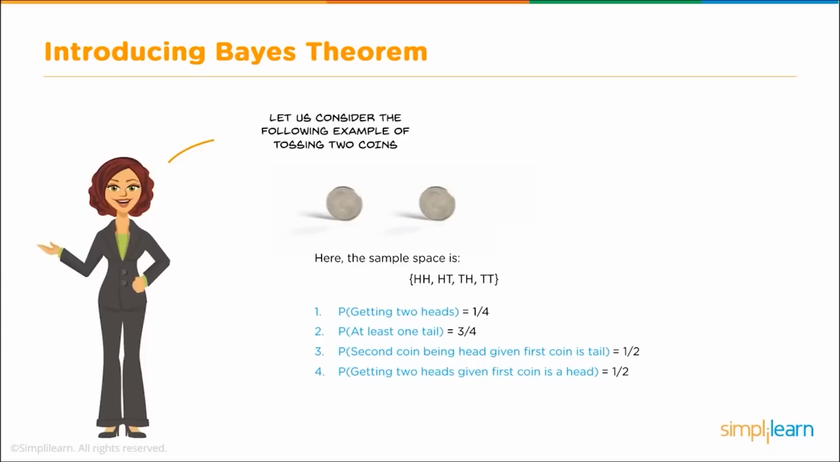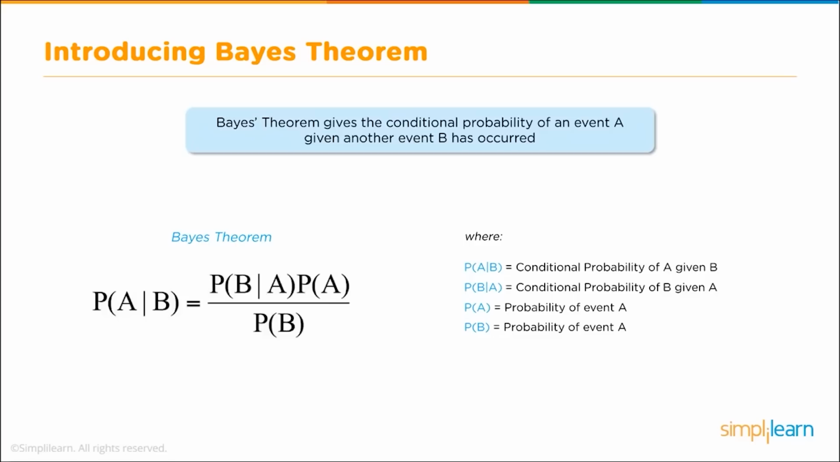And then the probability of the second coin being head given the first coin is tail is 1/2, and the probability of getting 2 heads given the first coin is a head is 1/2. We'll demonstrate that in just a minute and show you how that math works. Now when we're doing it with 2 coins it's easy to see, but when you have something more complex you can see where these formulas really come in and work.